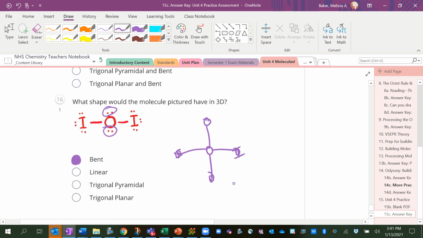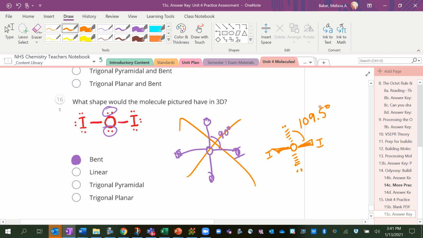Okay. So if it was just like this, these would be 90 degrees and this would lay flat. But it's not this way because in reality, these can kind of come up out of the screen at you, these 2 iodines, and then these lone pairs can be going away into the screen. And so then they're each 109.5. And so that's why it's a bent shape and not linear.